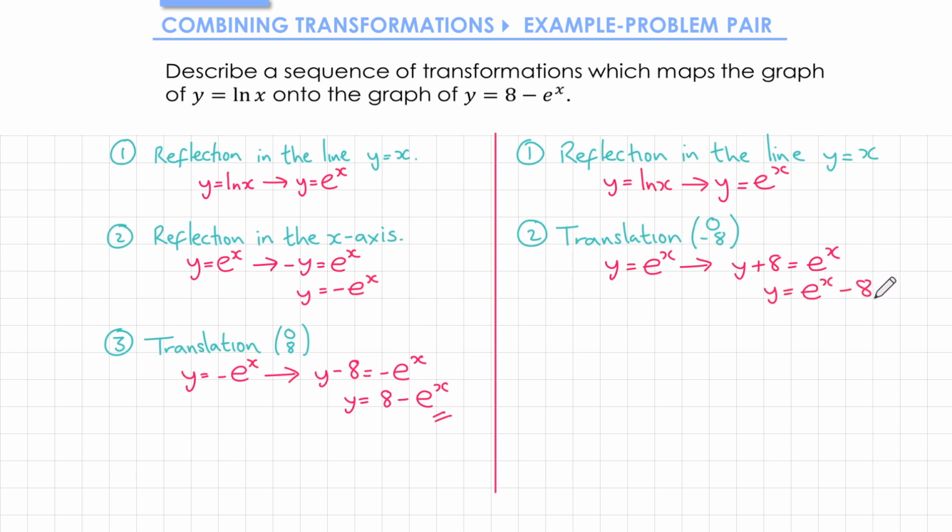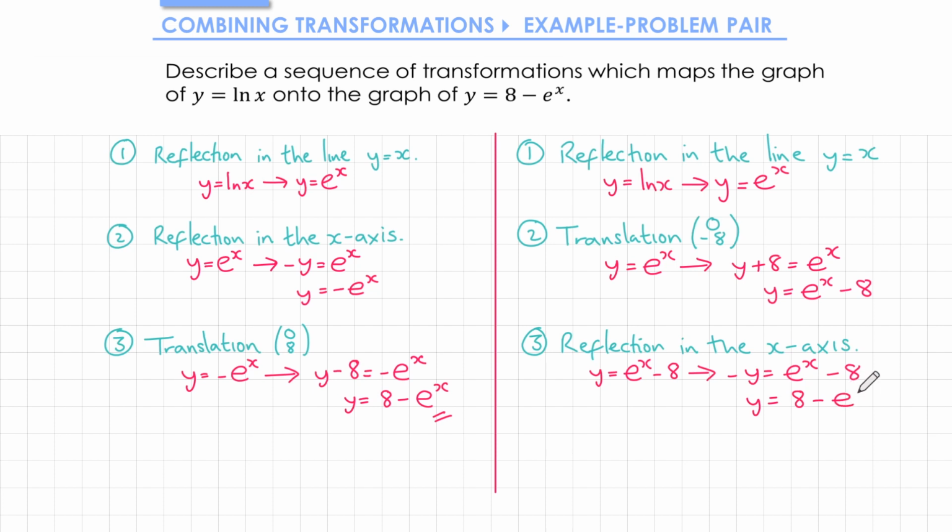You may notice here that the signs of the two terms I have on the right hand side are opposite to the signs I want in my final result. So a sensible next step is a reflection in the x-axis. That tells us to replace y by minus y. And then multiplying both sides by minus 1 gives us y equals 8 minus e to the x.